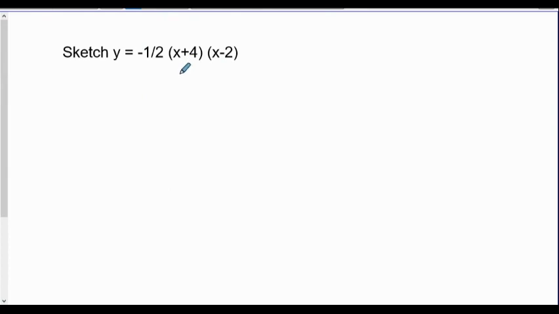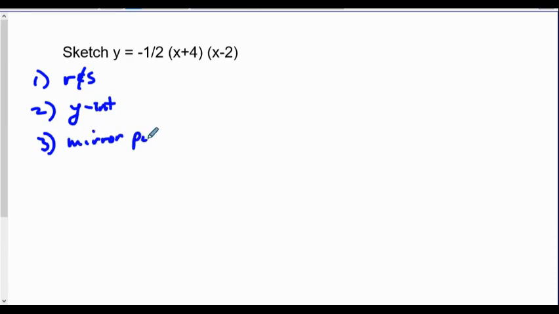Okay, here's another one. I'm going to do the same thing. So step 1, I'm going to do R and S. Second thing is going to be my y-intercept. And then third thing is going to be the mirror point. I call that my mirror point. Okay, so let's make my axes. Oh, let's do a solid line.